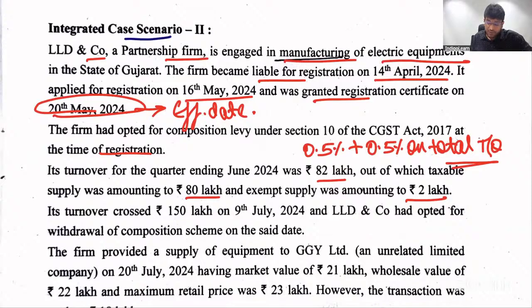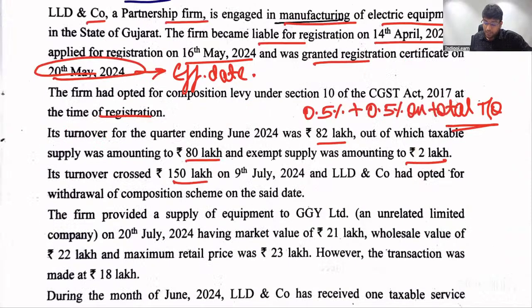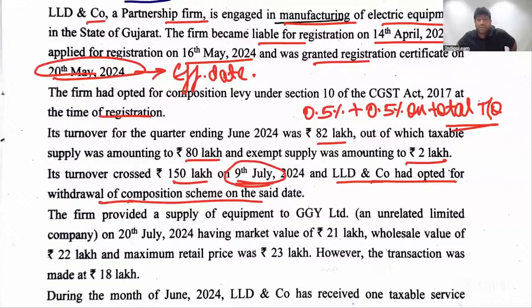It crossed 150 lakhs on 9th of July, and they opted for withdrawal from composition scheme. Very good. Once you withdraw from composition scheme, you have to go for normal scheme, because once you have 150 lakhs, you cannot stay in composition scheme anymore.